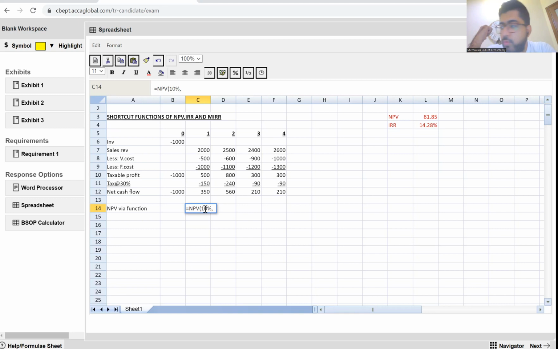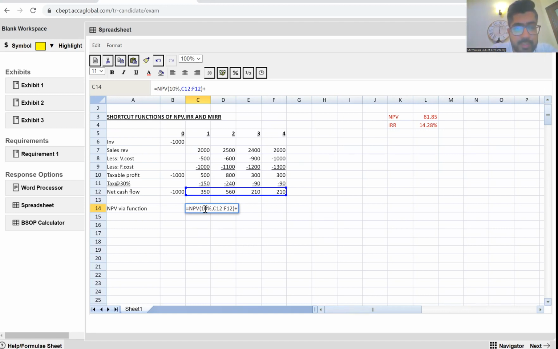All net cash flows from year 1 till the end. So what is the net cash flow in year 1? 350. That's C12 till the last year. Don't write the net cash flow of 0. Equals to NPV, bracket open. Write the cost of capital, WACC, discount rate, 10%, comma. Net cash flow of year 1, that's C12 till the last year, F12. Okay, bracket closed.